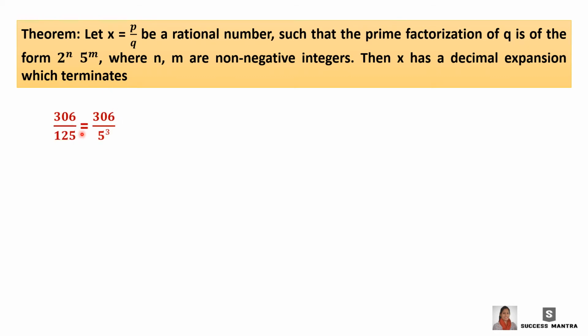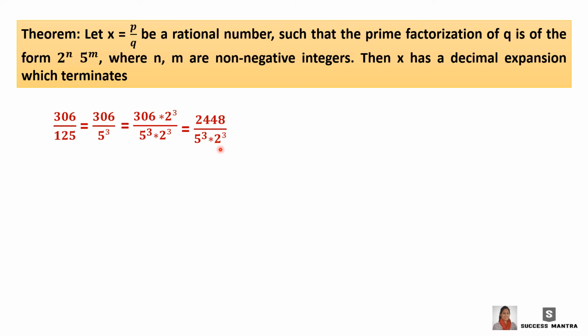Let us take a number, that is 306 divided by 125. It is a rational number of the form p by q. The denominator 125 can be expressed as 5 cube. In order to get this form 2 raised to n into 5 raised to m, we multiply it with the missing term, that is here 2 is missing, and we multiply it with 2 with the same degree of 5. So 5 cube into 2 cube, multiply the numerator also so that the value won't change. That is equal to 2448 divided by 5 cube into 2 cube.